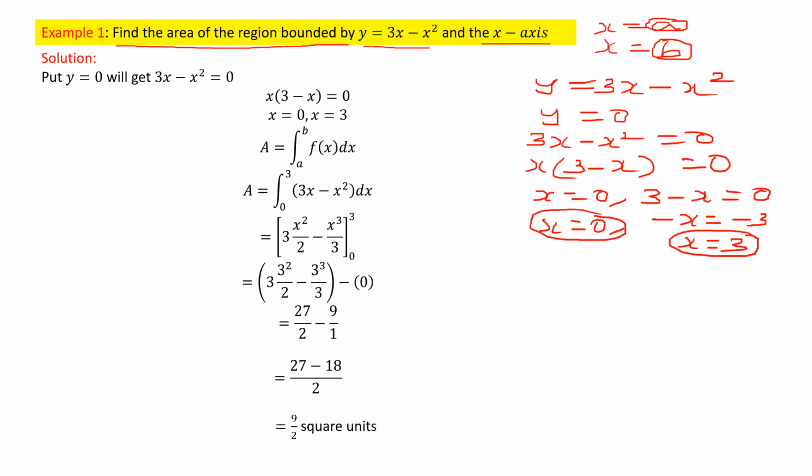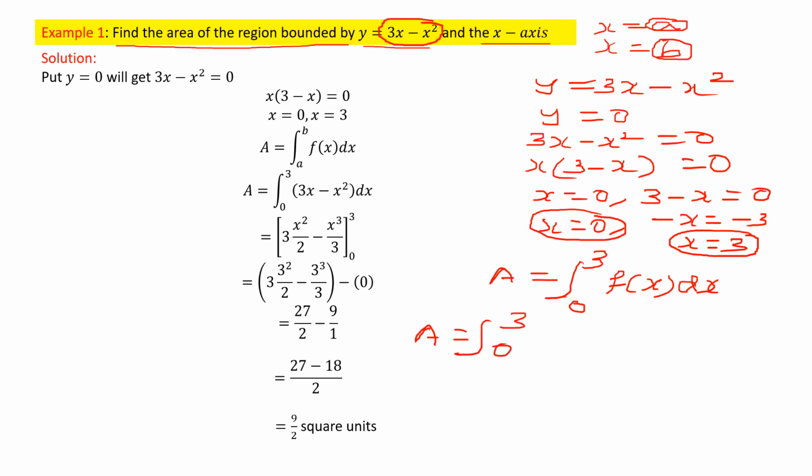Now using these 2 points in the formula, we have integral 0 to 3 f of x into dx. Since the problem involves the variable x as a function, we have to use this formula f of x into dx. Then by substituting the function and just integrating, we will get the area under the curve. So here the curve is 3x minus x squared into dx. So let me integrate this.